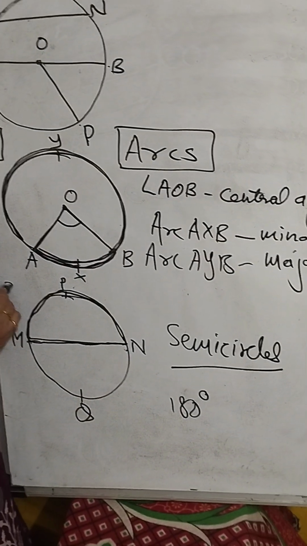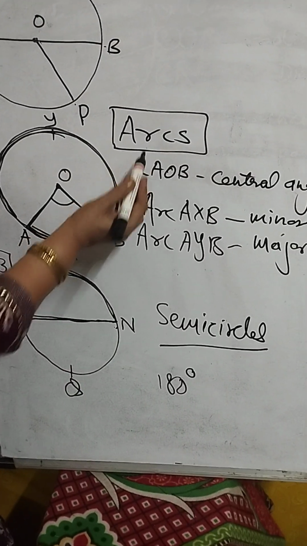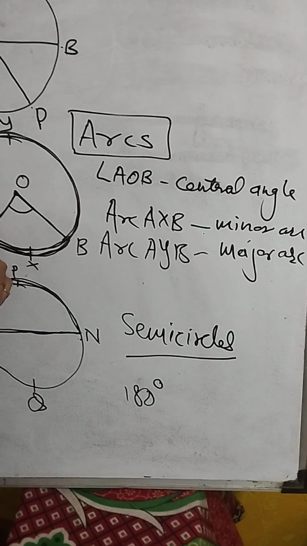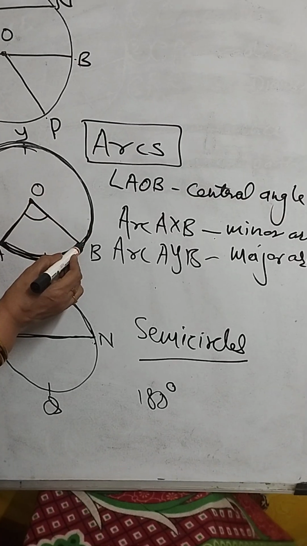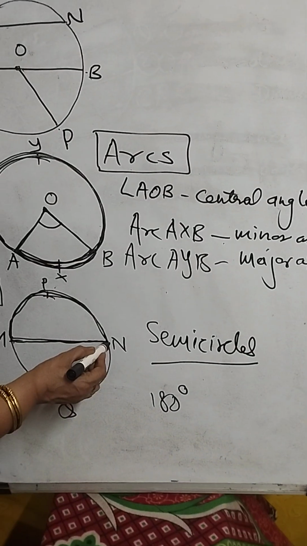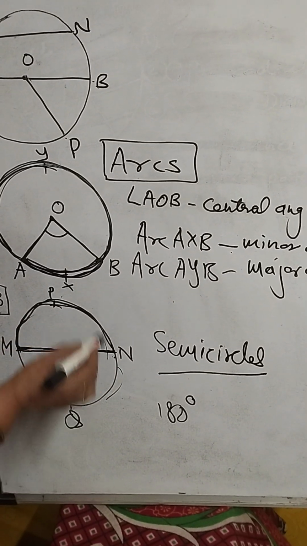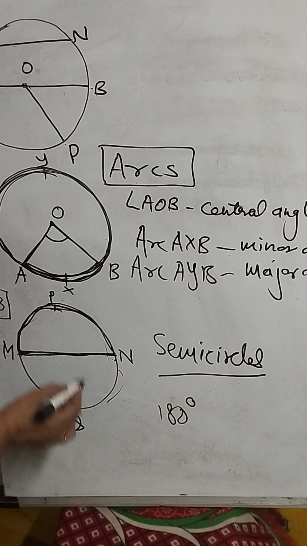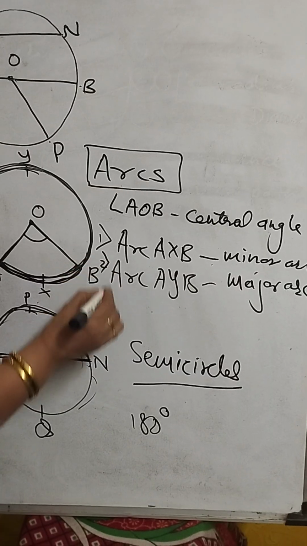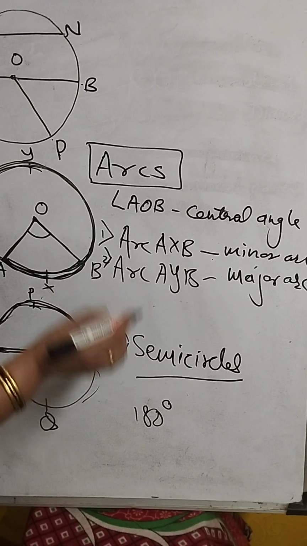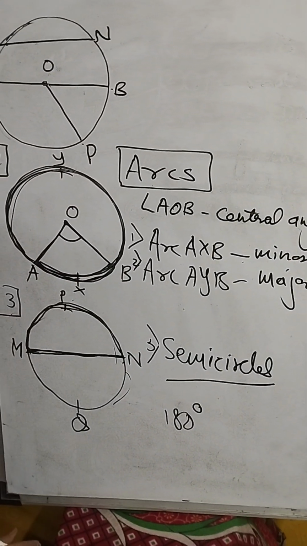There are many terms to study about this circle. I repeat, in these arcs, the minor arc is AXB, which is less than 180. The major arc is AYB, which is more than 180. And when a diameter divides the circle into two arcs, those arcs have a measure of 180 each, and they are called semicircles. This is about arcs. And the measure of a complete circle is 360 degrees.